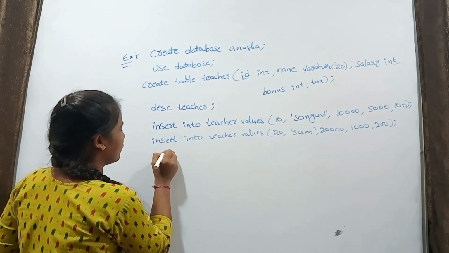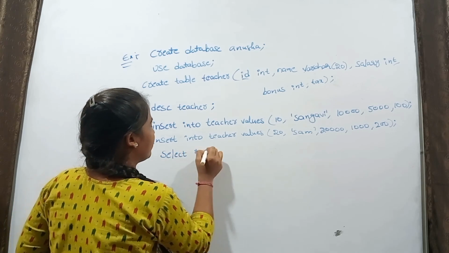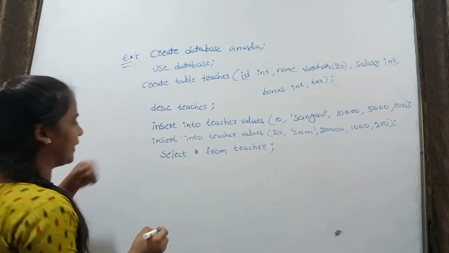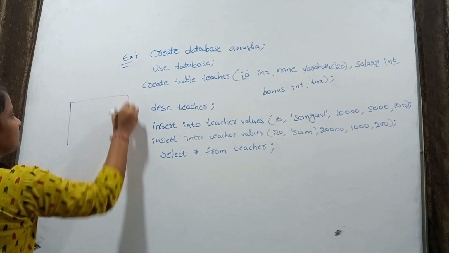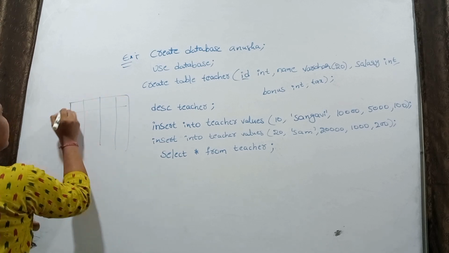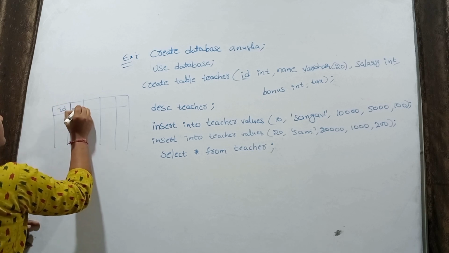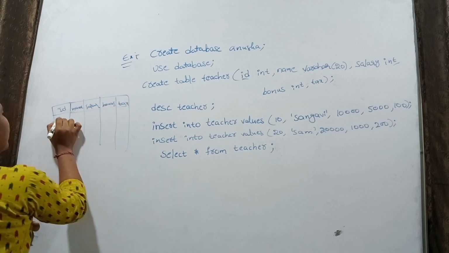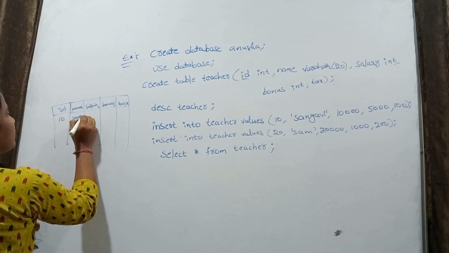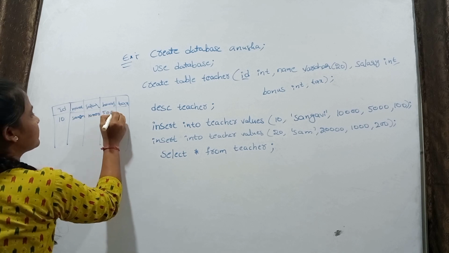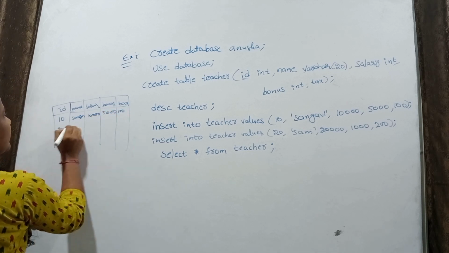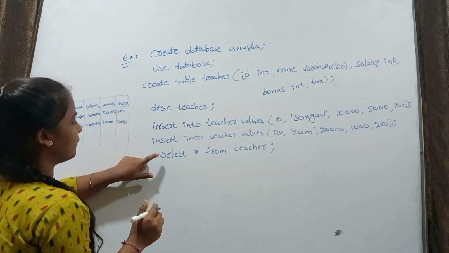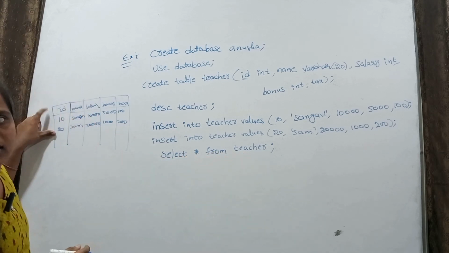We have to show these table values. We have to use select. Select star from teacher. All the columns will be displayed like this: ID, name, salary, bonus, tax. Here first 10, Sangavi, 10,000, 5,000 and 100. Next 20, Sam, 20,000, 1,000, 200. By using select star from teacher, we can show all the columns in the table.